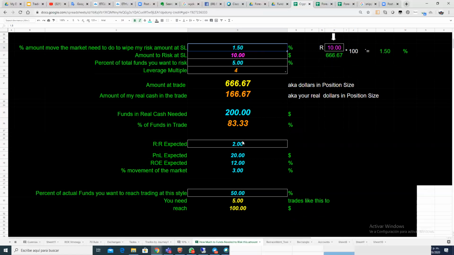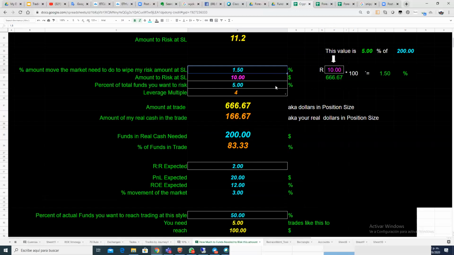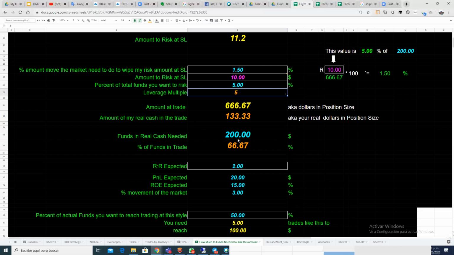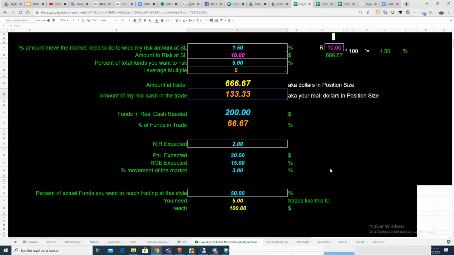Now, over here, let's see what happens if I put this to 5. This is one of the beauties of leverage. If I put a leverage of 5 here, then the amount of my money at trade risk is just $133, which is 66% of my total money.